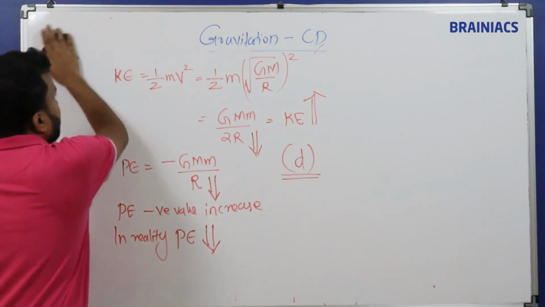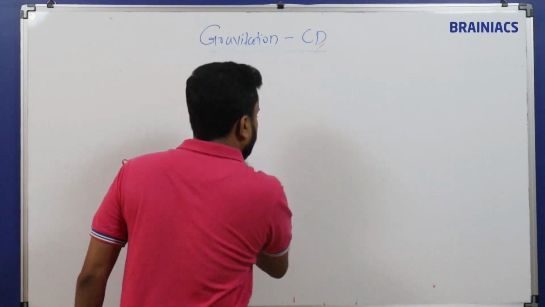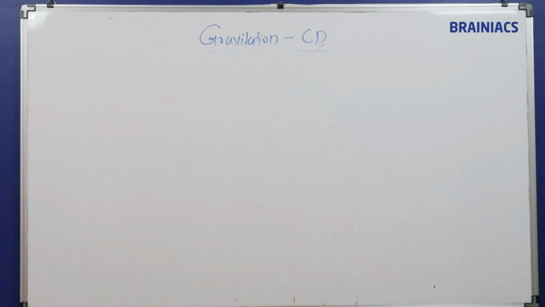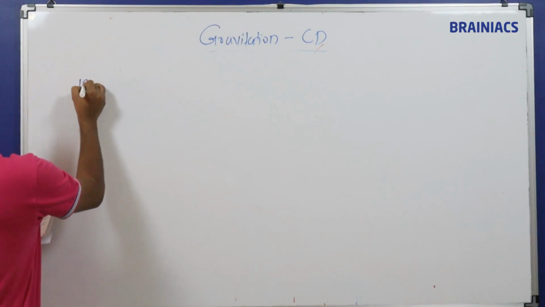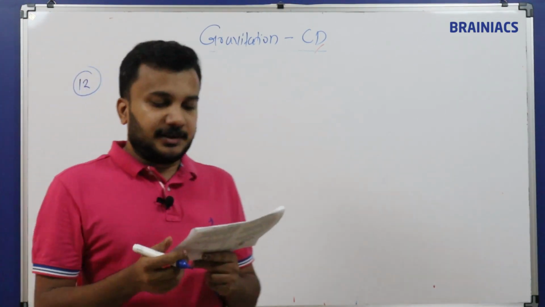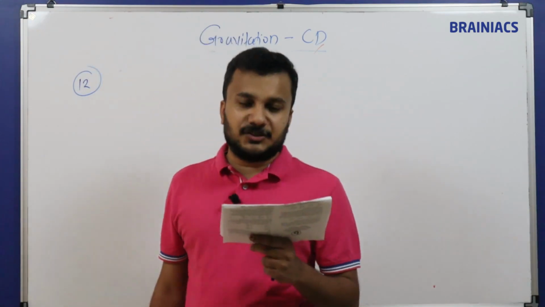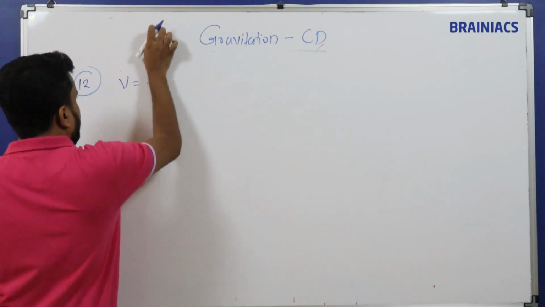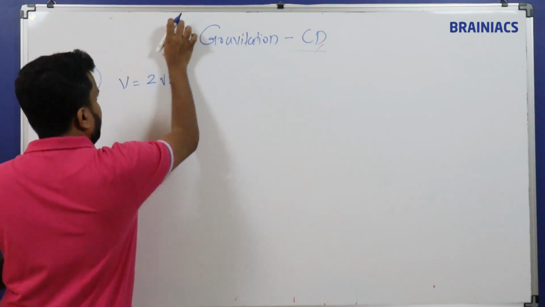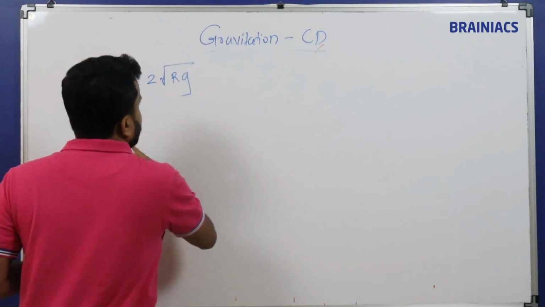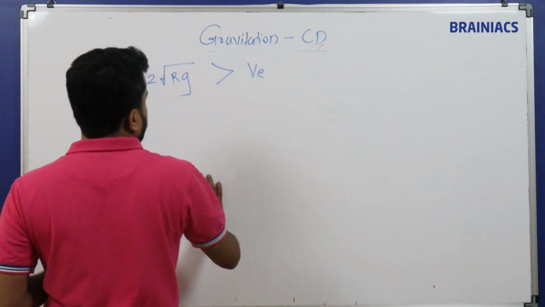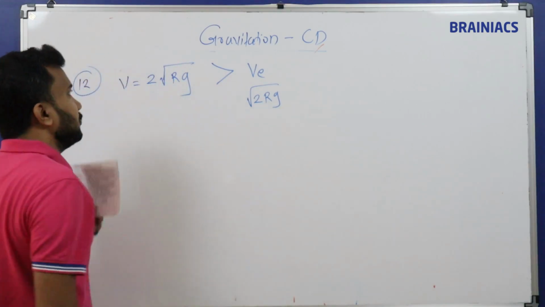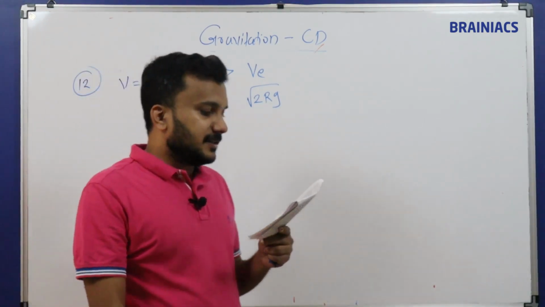Okay, let's move to the next one, the 12th. What is the 12th one speaking about? A rocket is fired from the earth's surface with a speed of v equal to 2 root rg in the upward direction. So we know the given velocity is 2 root rg. I can say this is greater than escape velocity. Escape velocity is how much? Escape velocity is root 2 rg. So this is always greater, so the body will escape out.